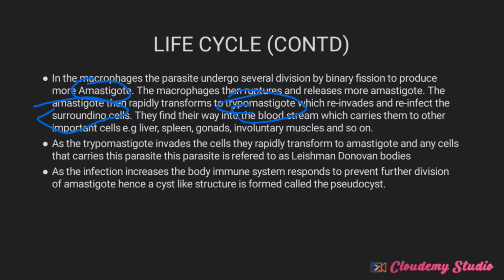As the infection increases, the body's immune system tries to prevent further division. The immune system is like, this one is dividing, let us stop it from dividing. It tries to prevent the further division of this particular amastigote. Once it stops it, it is going to form a cyst, and this cyst is known as a pseudocyst.